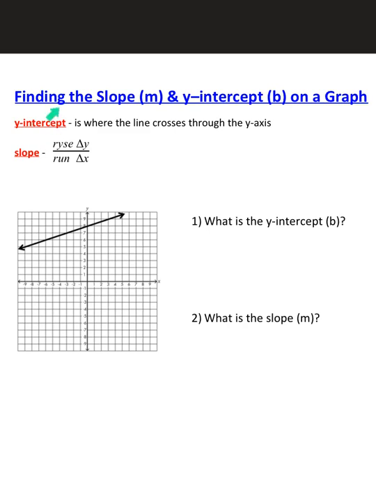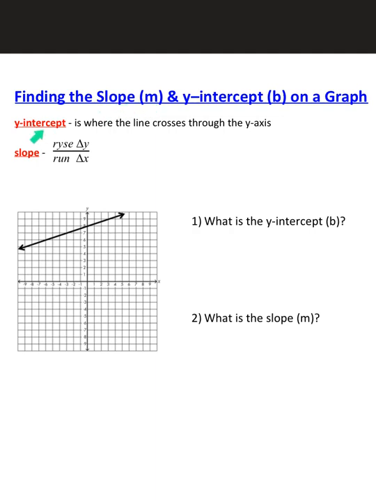In this video, we're going to be finding the slope, which is your m variable, and the y-intercept, b, on a graph. So you want to keep these variables in mind. Y-intercept is the b value, and slope is the m. You've seen the slope before.